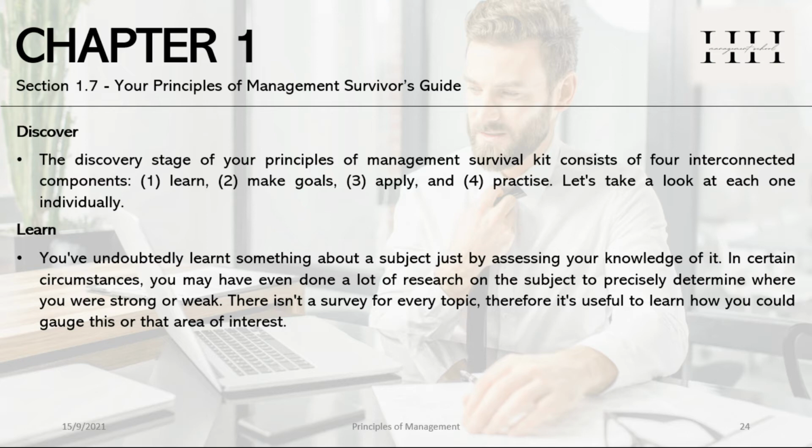Discover. The discovery stage of your Principles of Management Survival Kit consists of 4 interconnected components: 1. Learn, 2. Make goals, 3. Apply, and 4. Practice. Let's take a look at each one individually. Learn. You've undoubtedly learned something about a subject just by assessing your knowledge of it. In certain circumstances, you may have even done a lot of research on the subject to precisely determine where you were strong or weak. There isn't a survey for every topic, therefore it's useful to learn how you could gauge this or that area of interest.